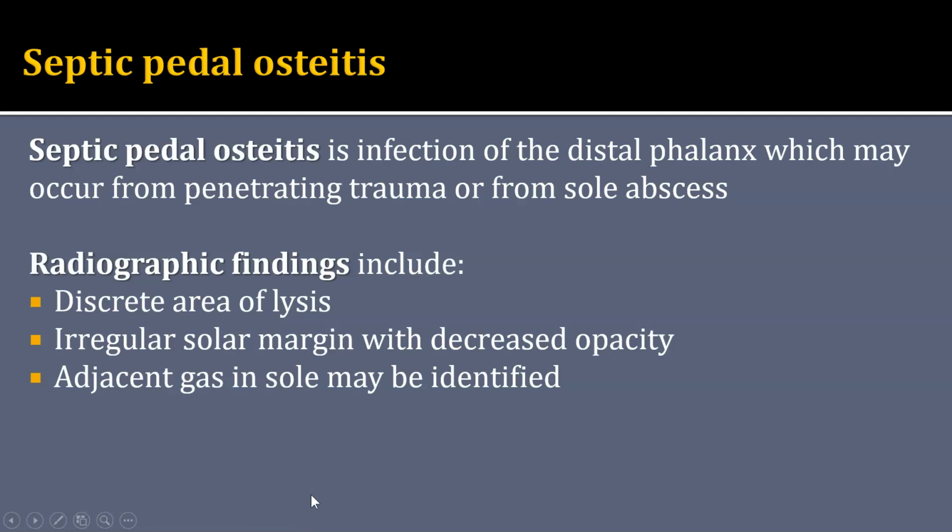And radiographically then, we're really going to see only lysis because we've just learned that the distal phalanx has a rudimentary periosteum. So we typically find kind of discrete area of lysis. It's oftentimes affecting the solar margin, so it might be an irregular solar margin with decreased opacity, which is due to the resorption. And then we may be able to find adjacent gas in the sole, either if there was penetrating trauma or if there is a gas-producing organism in the sole abscess.